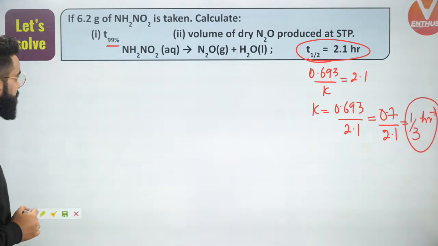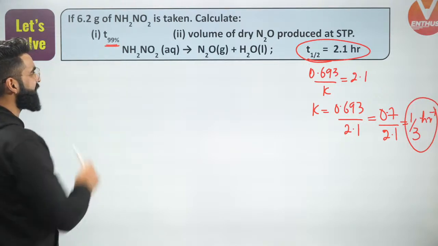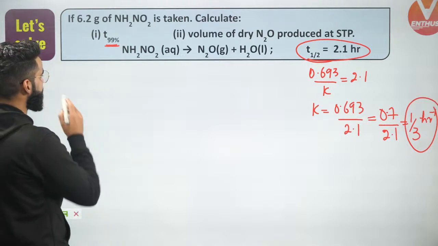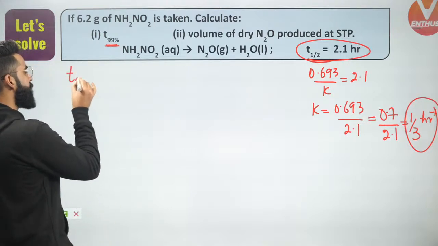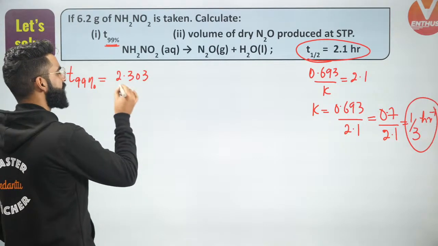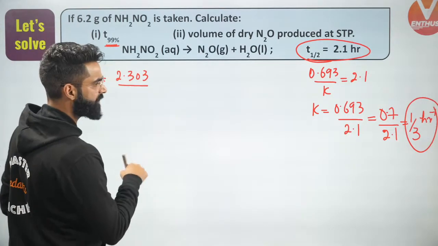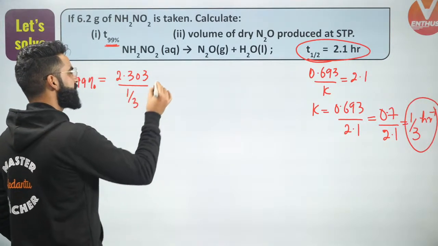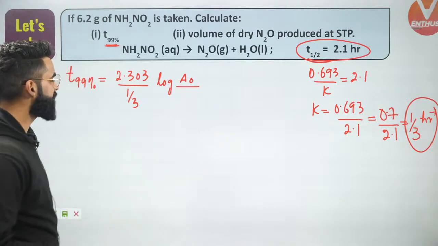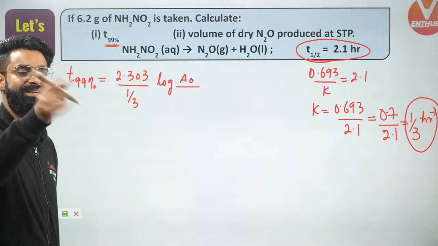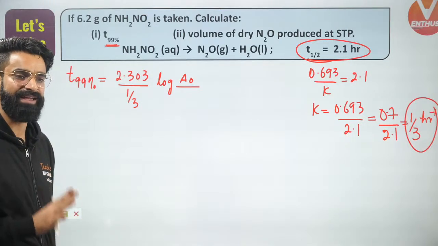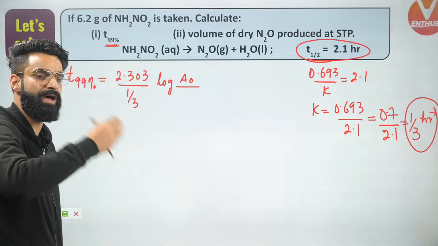Now, what am I supposed to check? I need to calculate the time taken to complete 99% of the reaction. How will I solve it? Very simple. I can say the time taken to complete 99% of the reaction will be equal to 2.303 divided by K, where the K value you got is 1 by 3, multiplied by log of the initial concentration of reactant divided by the concentration of reactant left when 99% of the reaction is completed. And when 99% of the reaction is completed, 99% of the reactant would have been converted into product.